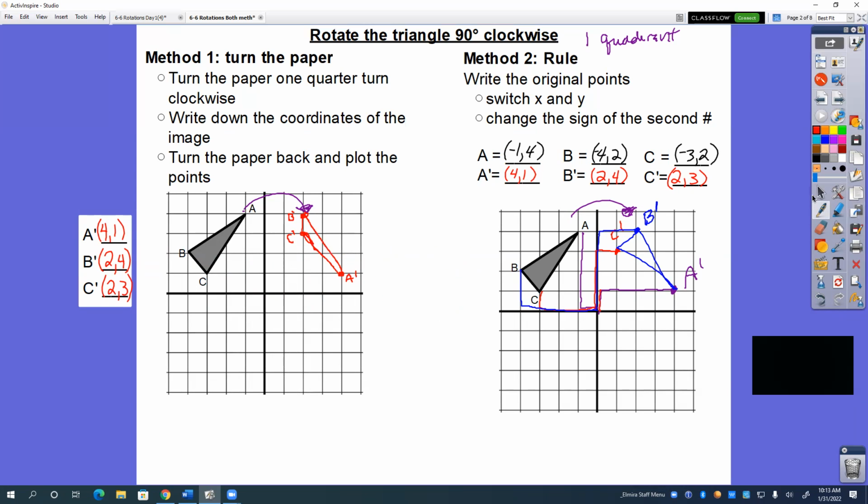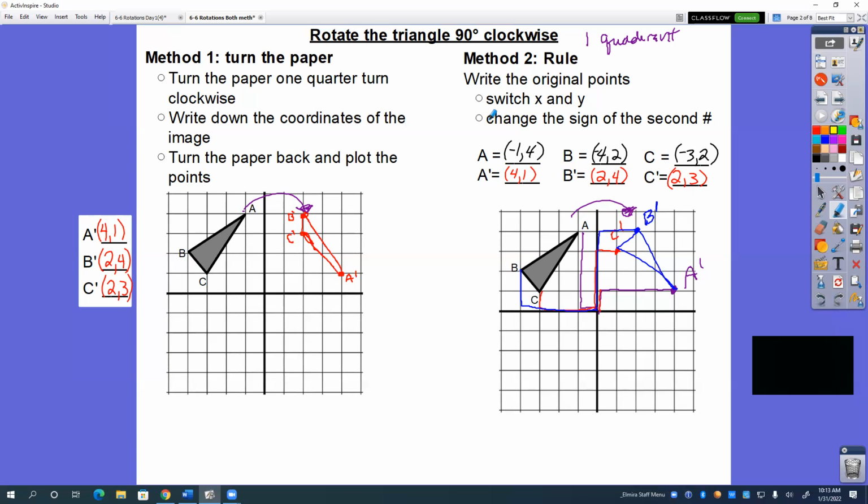That's method number 1. Method number 2 that we're going to talk about today is the rules that you just have to memorize how to do it. You write the original points. So A is -1, positive 4. B is -4, positive 2. And C is -3, positive 2.